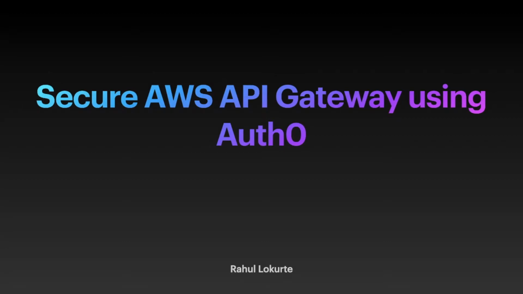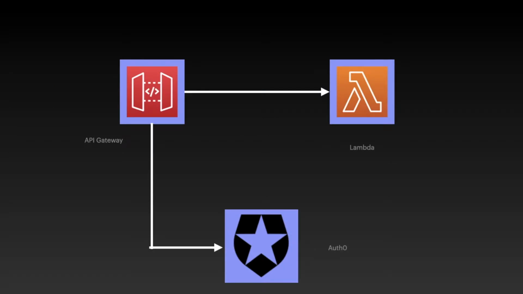In this video, we will see how to add authorization of JWT type tokens to the API gateway routes using Auth0 as an identity provider. So what we basically see is there is an Amazon API Gateway, which is a fully managed AWS service that will help us create HTTP and REST APIs, and we have a Lambda function which is our backend service. So if we want to hit the backend service, we need to go through API Gateway. To secure that API Gateway, we are using Auth0 as an identity provider.